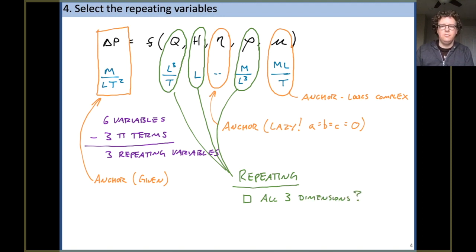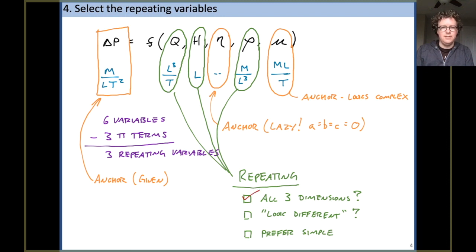And just to confirm, we want those to include all of the dimensions. So mass, length, and time must show up in those 3 that I've circled in green. We want variables that look different from one another. So picking 2 variables that have the exact same units would not be a wise choice. And my personal preference is to use repeating variables that are simpler in terms of their units.